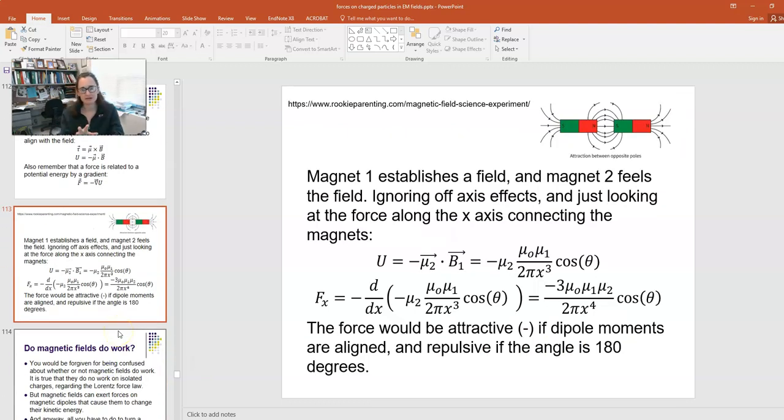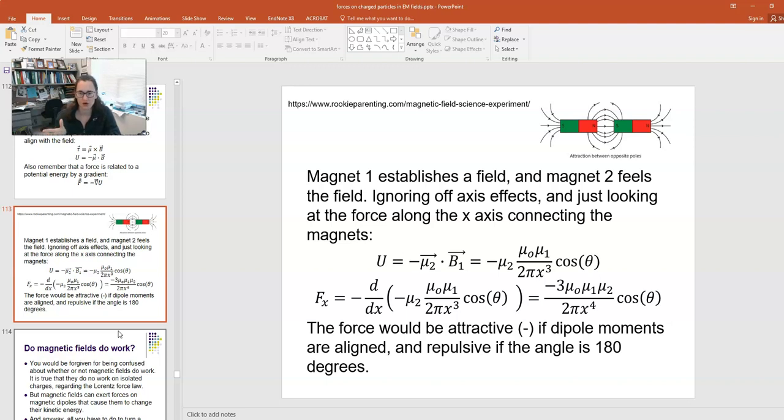So magnet 1 establishes a field, magnet 2 feels the field. Let's ignore off-axis effects for now and just look at the force along the x-axis connecting those two magnets. So U here would be, let's assume that magnet 1 establishes the field, right? And magnet 2 feels the effects. So here U would be minus mu 2 dot B1.